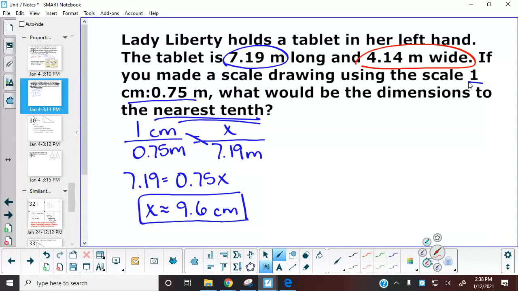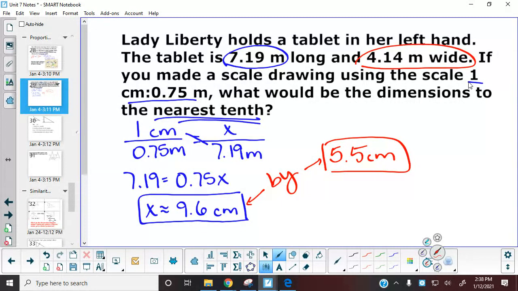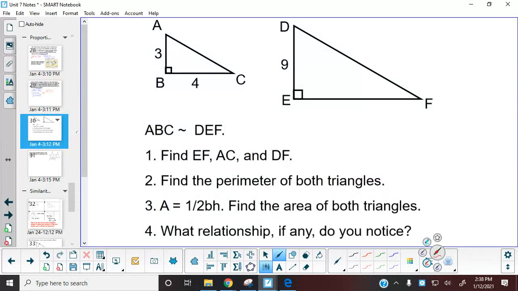So as you are looking at this, hopefully you're doing the same type of process, and you would end up getting a value of approximately 5.52 or 5.5 if we're going to the nearest tenth. And so your dimensions would be 9.6 by 5.5. You're going to use both of those answers in your final answer for your dimensions. Okay, so let's take a look at the next thing.